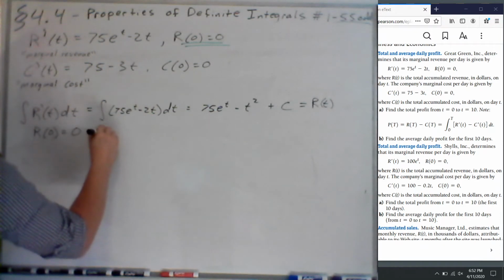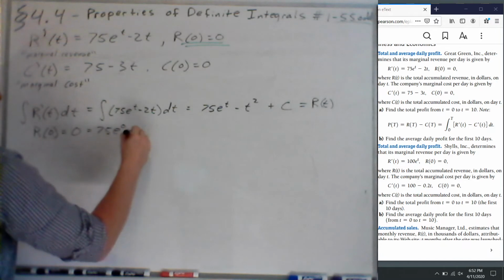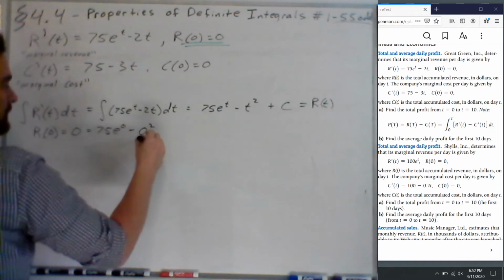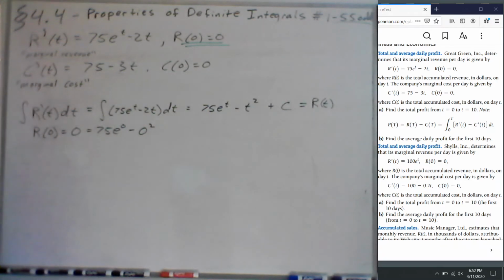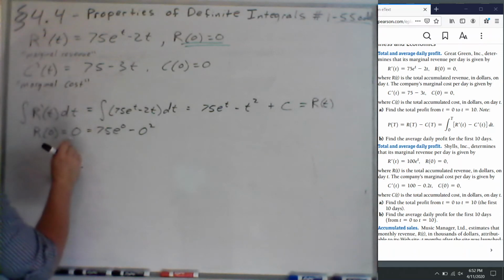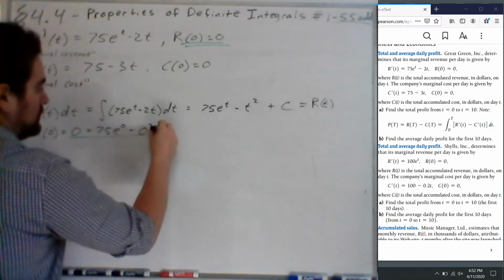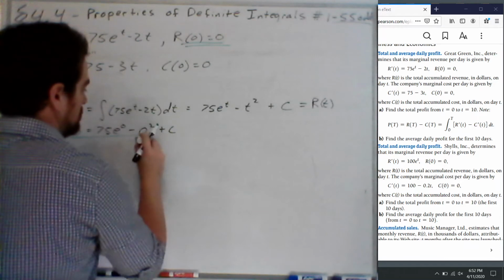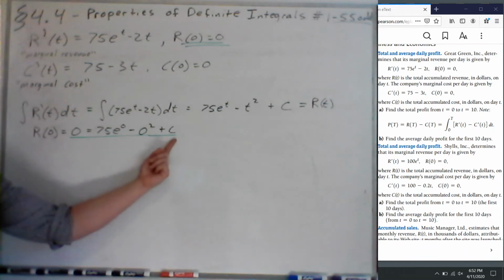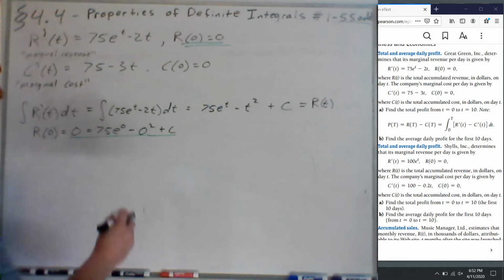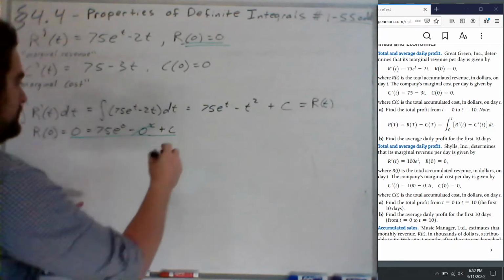75 e to the 0 minus 0 squared. So there I am. I plugged in R of 0. Don't forget your plus c. That's what we're solving for. We can find the actual constant c. Okay, so this is 0, it's out.